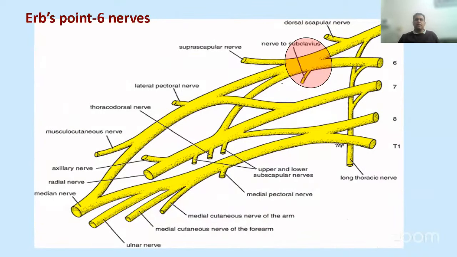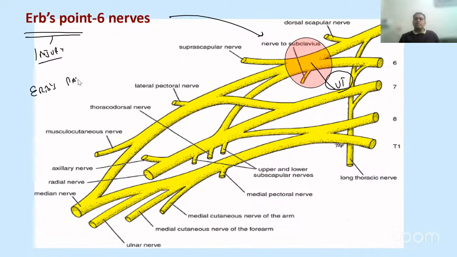We have this Erb's point. Erb's point is where the upper trunk forms from the C5, C6 roots. So the upper trunk point is known as Erb's point. Any injury here leads to which palsy? It's Erb's palsy. We focus on this pinkish colored circular highlighted area. We have 6 nerves.